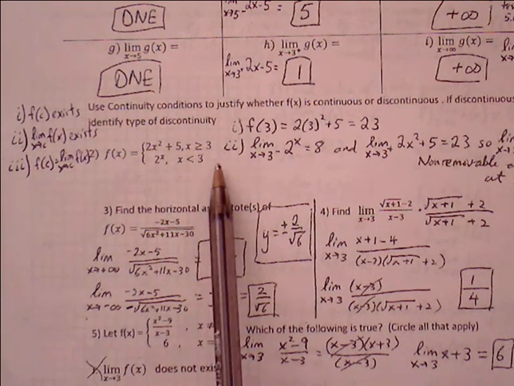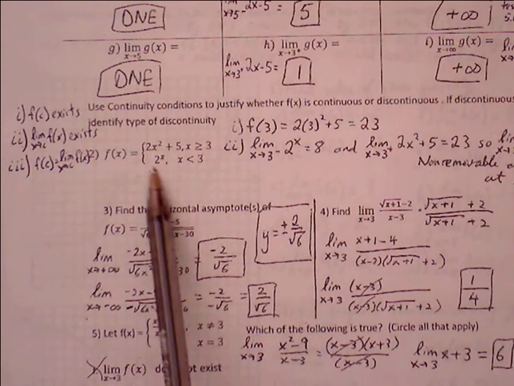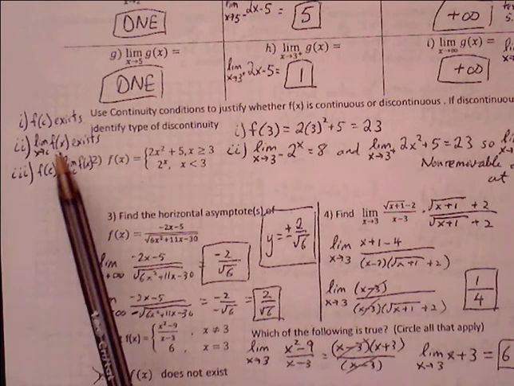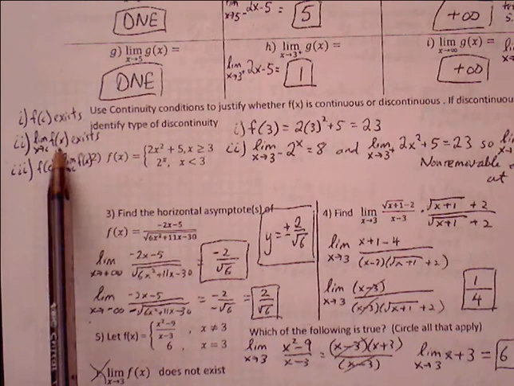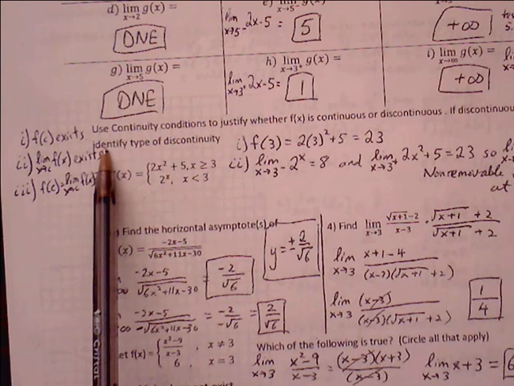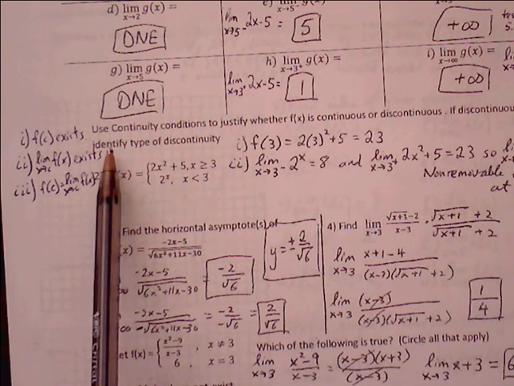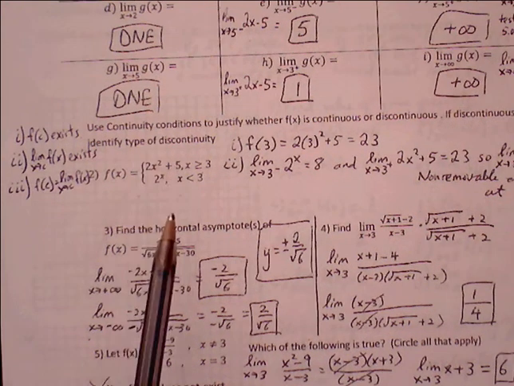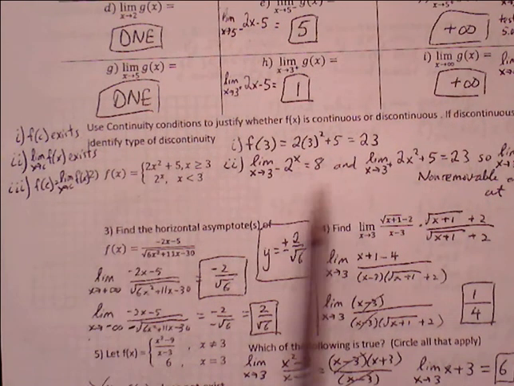Second, we want to test the limit. Limit as x approaches 3 from the left side of 3. That's for 2 to the x. So testing one-sided limits is a further evaluation of the second condition. In order to determine if the limit exists, we're going to test the limit as x approaches 3 from the left side of 3, and then the limit as x approaches 3 from the right side of 3, and see if they agree.